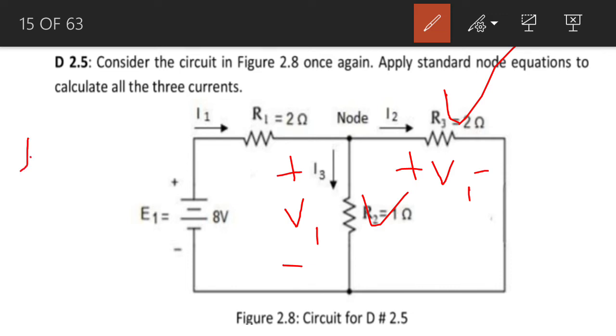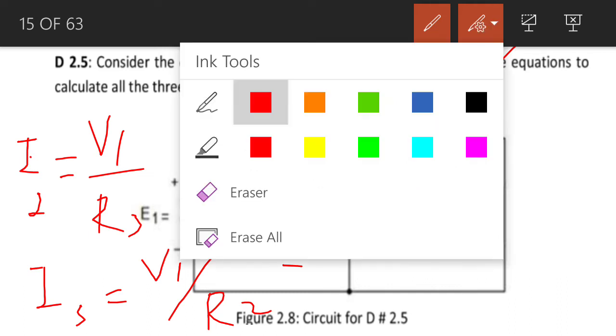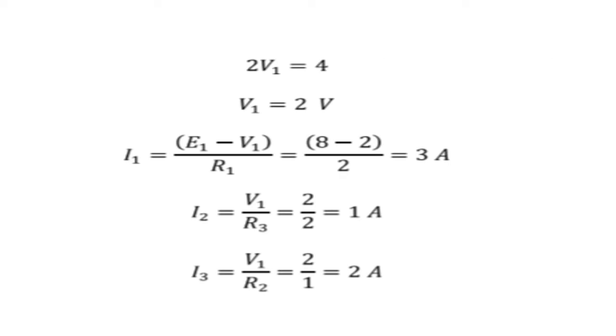So the current I2 will be equal to the voltage across this resistor R3, that is V1, divided by this resistance which is R3. Similarly, the current I3 will be equal to the voltage across this resistor, that is V1, divided by the resistance of this resistor, which is R2. So we can calculate I2 with the help of V1 by R3 and I3 with the help of V1 by R2. Let us consider these equations and calculate these two currents.